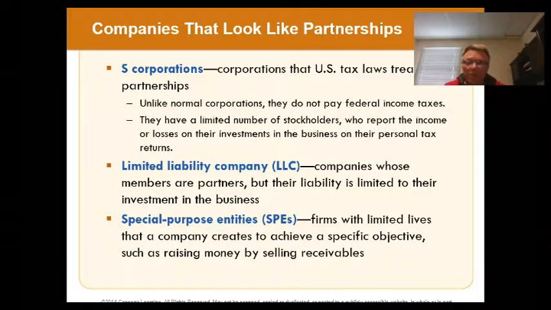Different forms of partnerships include S-corps, limited liabilities, and special purpose entities. I am part of a company that is a limited liability. There are 4 partners. I'm not one of them, but there are 4 partners, and they have a partnership agreement. One of those partners is, in fact, president of our company. It's an LLC.